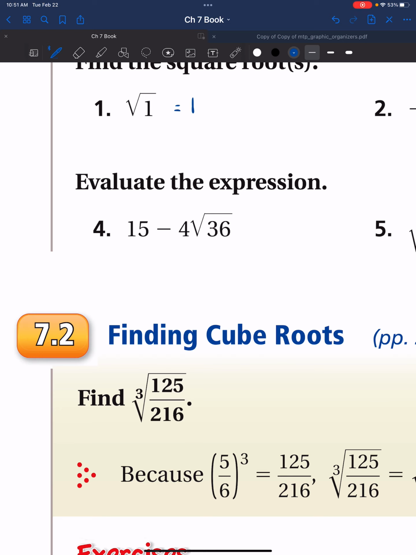Let's go ahead and look at number 4. 15 minus 4 square root 36. You can write that on your whiteboard. We always do square roots first. They're kind of like exponents in a way when it comes to the order of operations, right? What is the square root of 36? 6. Okay, so underneath it I'm going to write 6. 6 times negative 4 is negative 24. Okay, so now put that 15 next to it. It's 15 minus 24. That was the easiest. Negative 9. Yep, you got it.